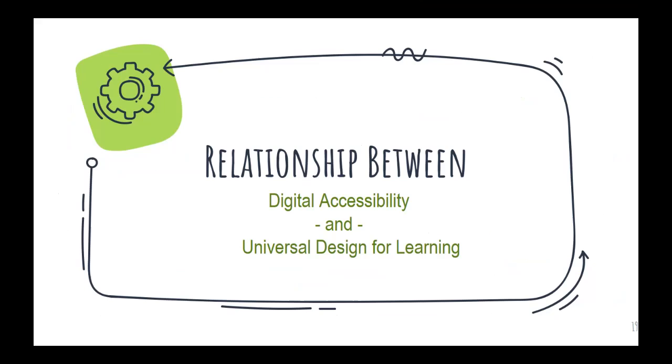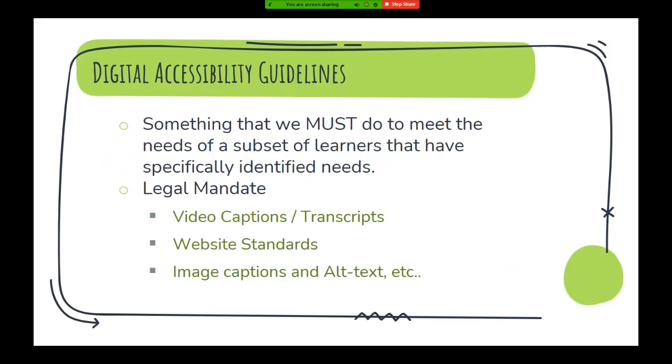So before we dig into each one, I want to talk about the relationship between digital accessibility and universal design for learning. I've heard them discussed as if they're the same thing, but they're not precisely the same. For digital accessibility, the guidelines are something that we must do to meet the needs of a subset of learners that have specifically identified needs. And this is a legal mandate.